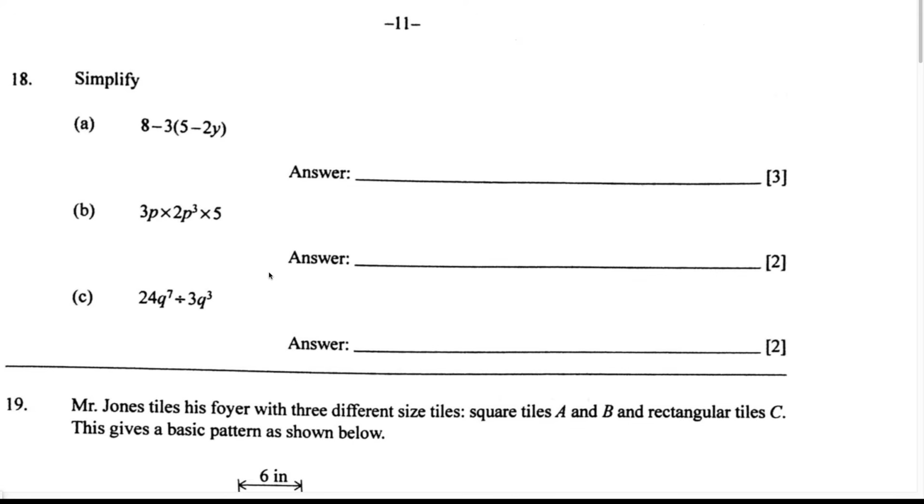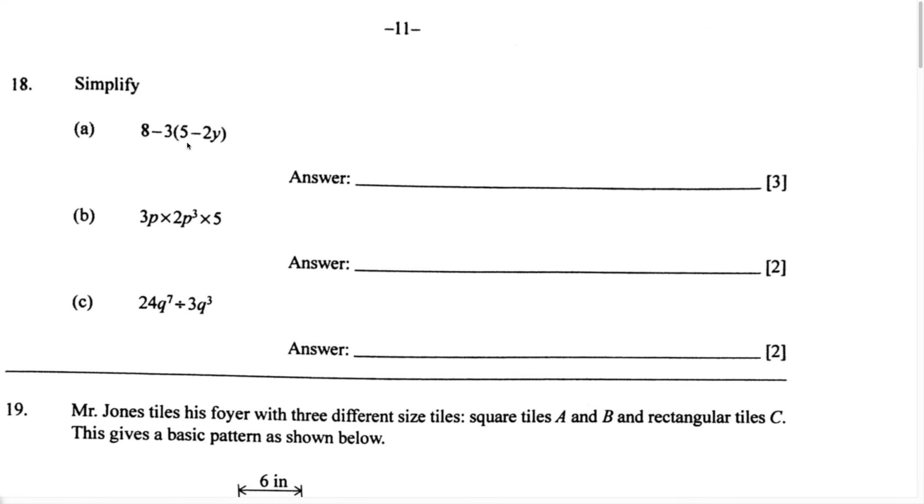We have question 18. It says simplify. Now part A says 8 minus 3, open bracket, 5 minus 2y. We're just going to write this question right here. We can say 8 minus 3, open bracket, 5 minus 2y.